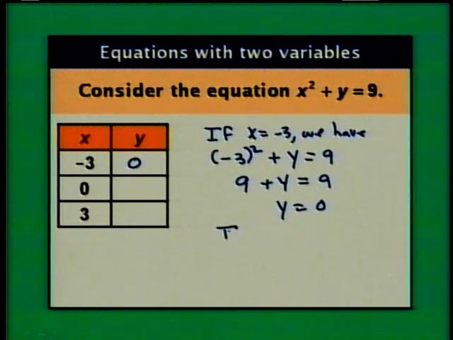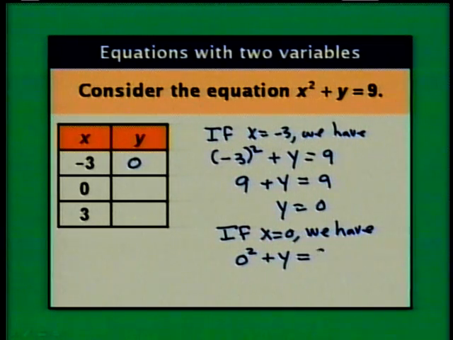Let's look at the case where x equals 0. Then we have 0 squared plus y equals 9, or y equals 9. Now if I replace x with +3, what I'm going to end up with is very similar to what happened when I replaced x with -3. So when x equals +3, y will equal 0. So now I have a set of ordered pairs that I can graph.